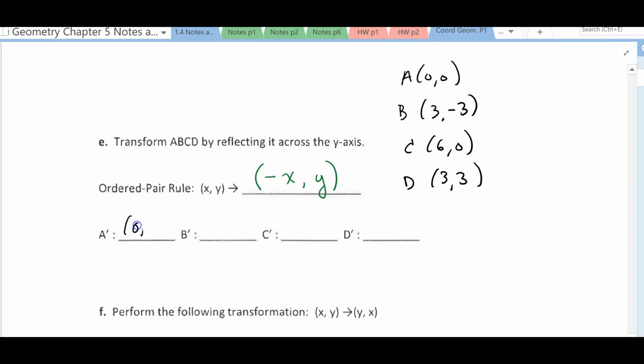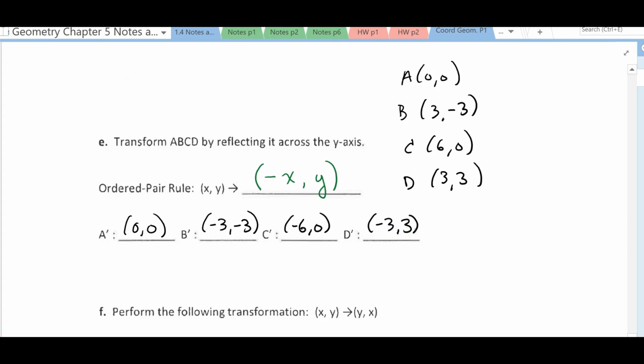So for A prime I'm going to have 0, 0. For B prime I'm going to have negative 3, negative 3. For C I'm going to have negative 6, 0. And for D I'm going to have negative 3, 3.